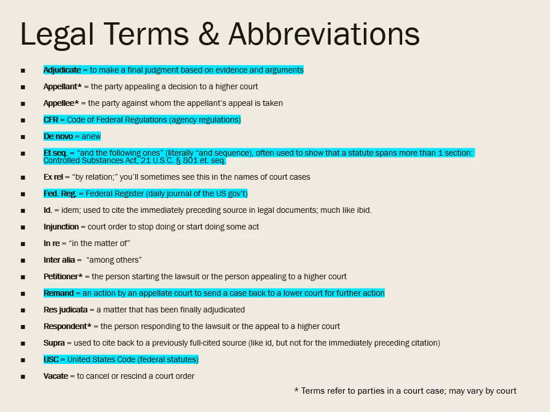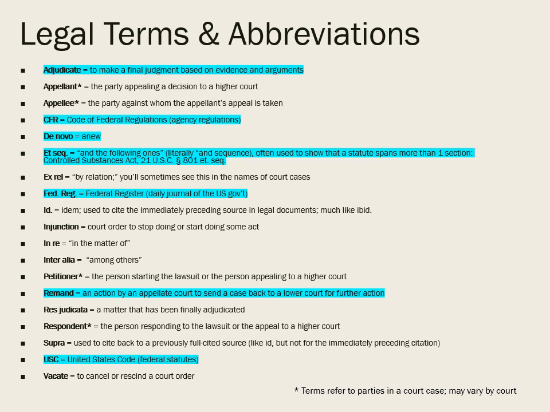Here is a list of some standard legal terms and abbreviations that you're going to see while performing legal research. You don't need to memorize them, just be aware that they exist. You can always come back and consult this list, or you can Google it. Here I have highlighted the terms that are going to be most relevant to our class. So for instance, we've got adjudicate, which is to make a final judgment based on evidence and arguments. That's what courts do, but that is also what administrative tribunals do.